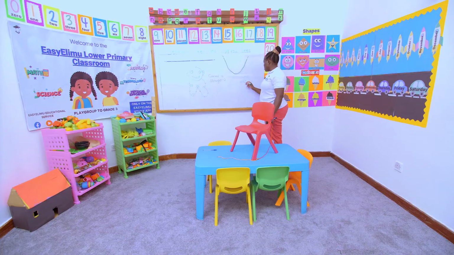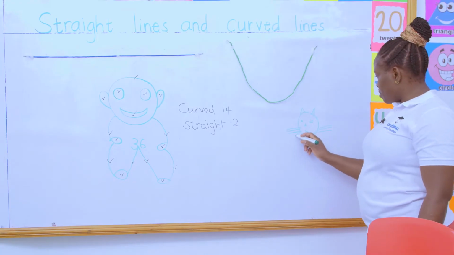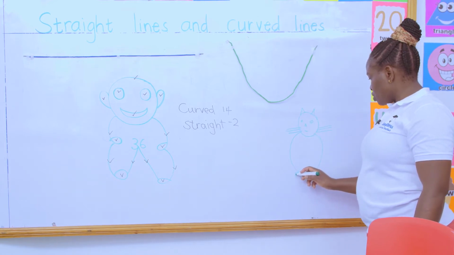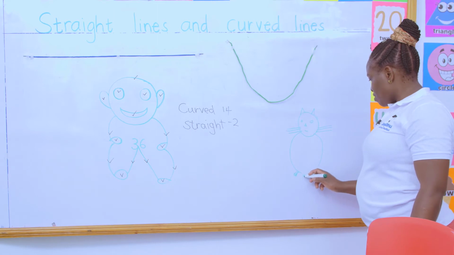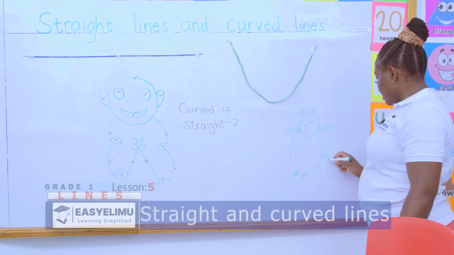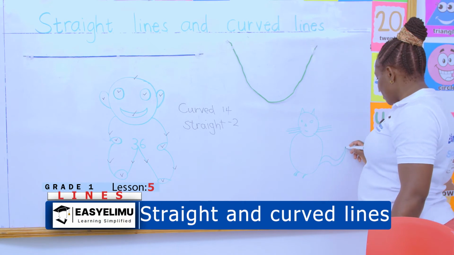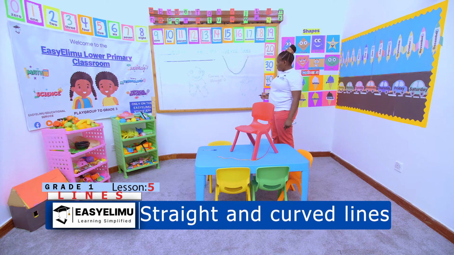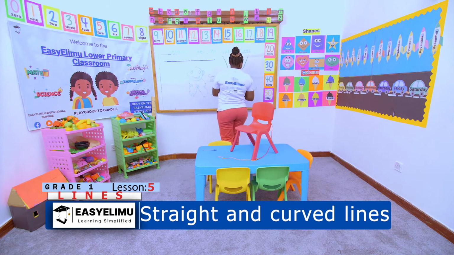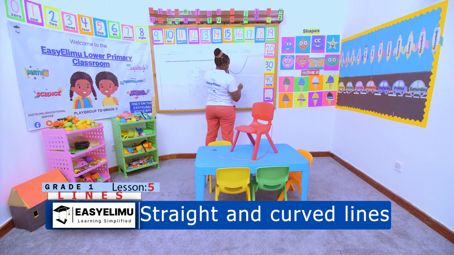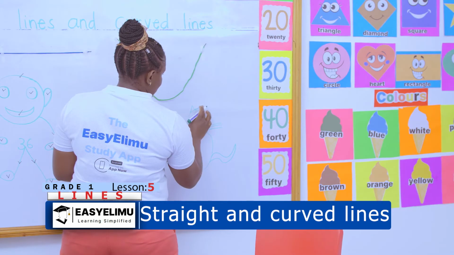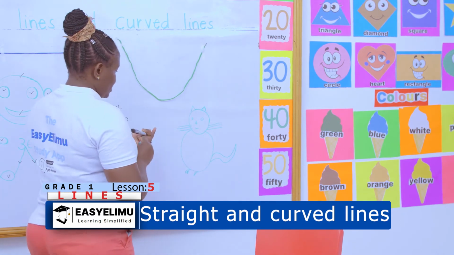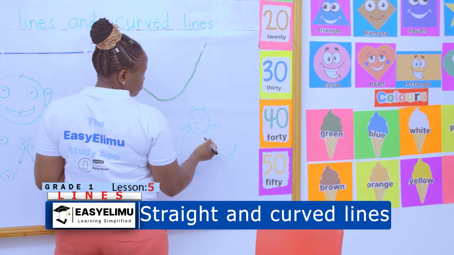Then we have the bigger part of the body. Then we have the paws. Then we have the tail. Someone help me to identify how many straight lines and how many curved lines we have. Let's make this head nice. Let's make this head straight.